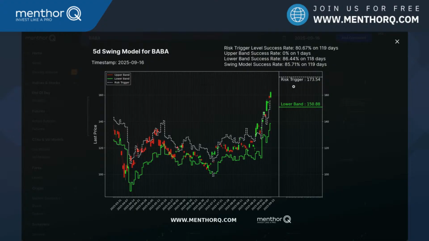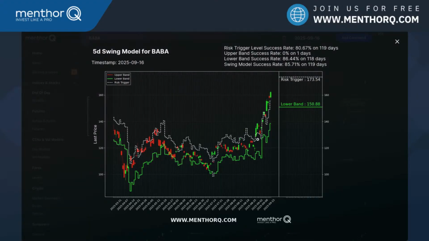But also very important, the risk trigger. The risk trigger has been respected on 80% of the days. So what does that mean? Let's say that you're long Alibaba over the next 5 days. If the price approaches 173, there is a big chance that the price could be rejected. You see how this was respected. It doesn't mean that the price cannot go higher. But again, you want to play with probability. You want to understand the levels that can give you a better probability of success.